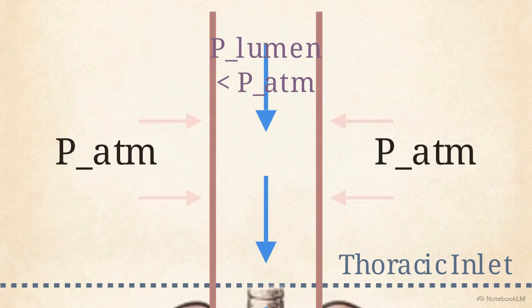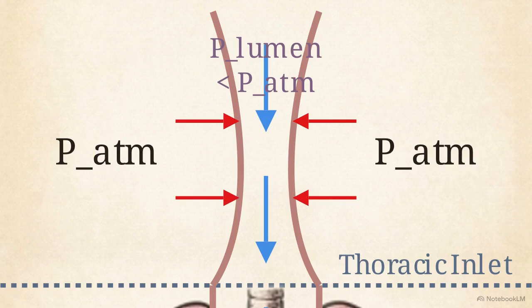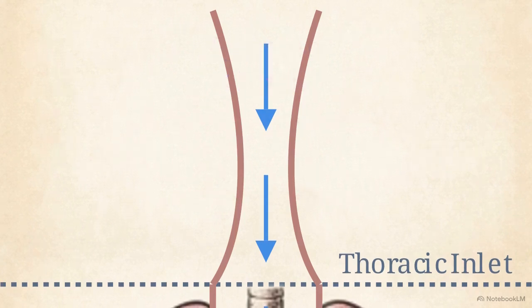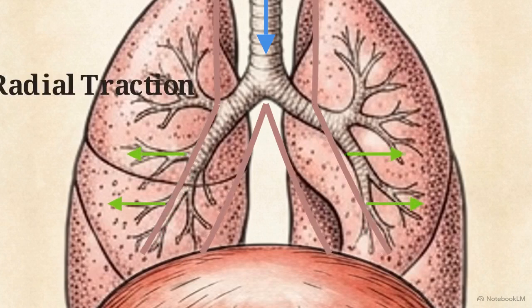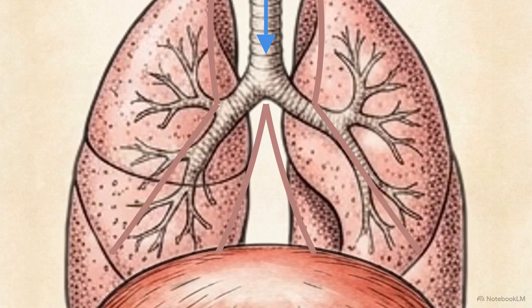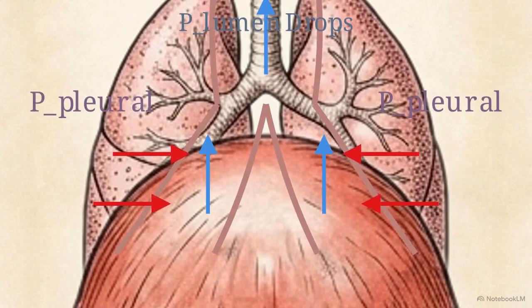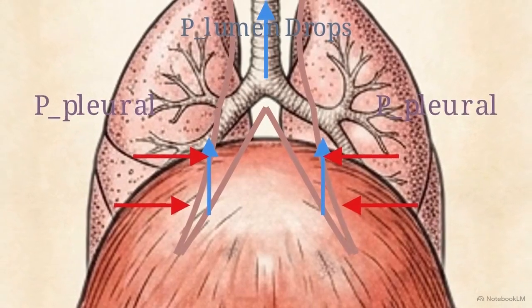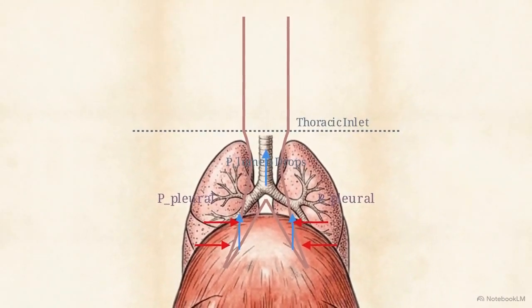Above the chest, the atmospheric pressure outside the neck is higher than the pressure inside the lumen during inspiration. This gradient naturally tends to drag the upper airway walls inward. Below the thoracic inlet, the expanding lung provides radial traction that pulls the intrathoracic bronchioles open. During expiration, that traction is lost and intraluminal pressure falls relative to pleural pressure, causing these lower airways to compress.